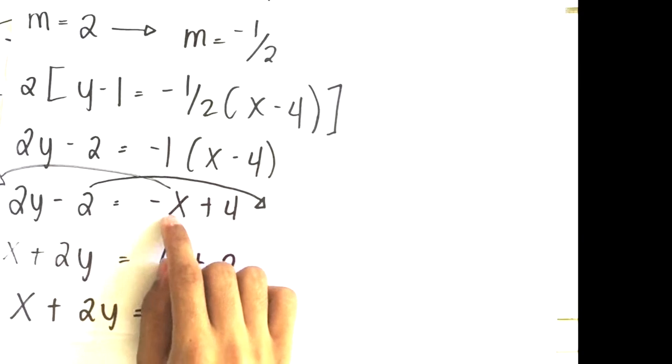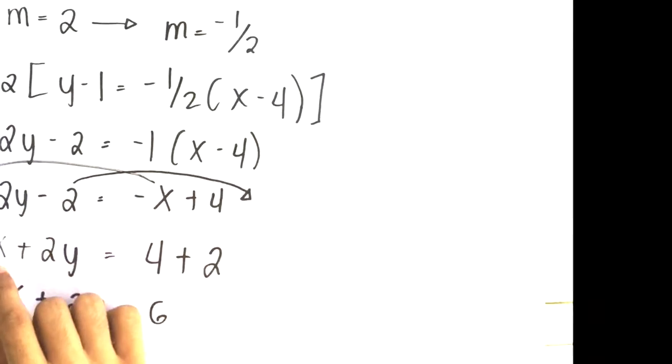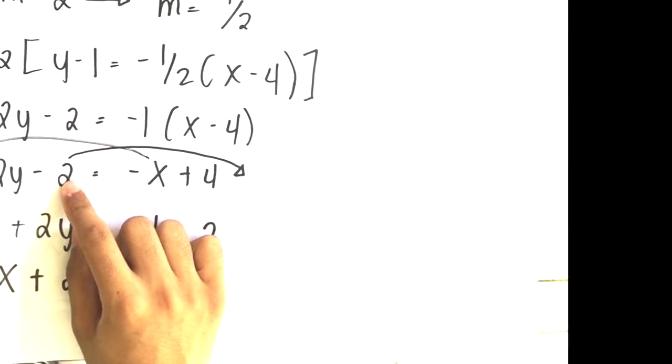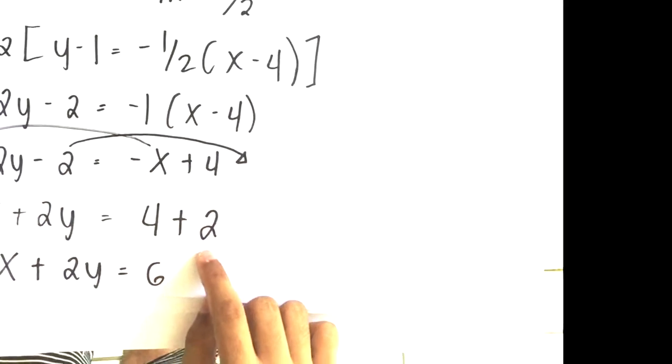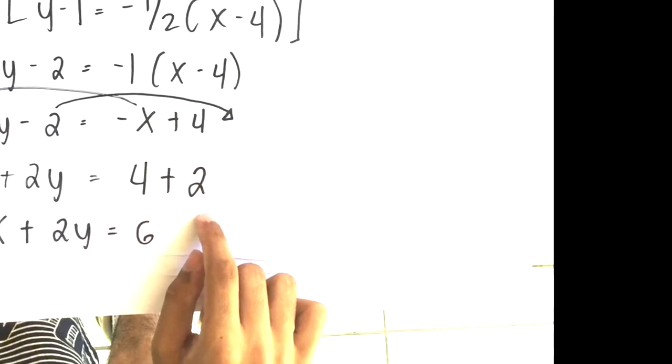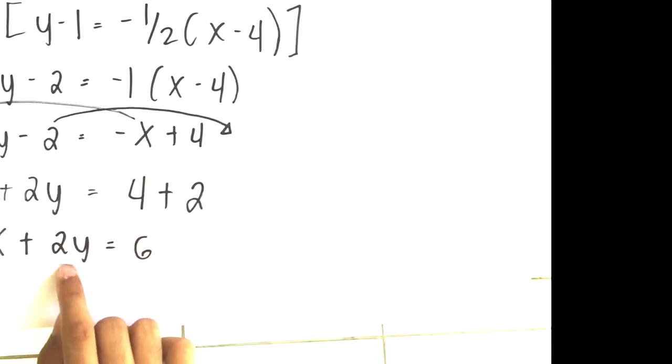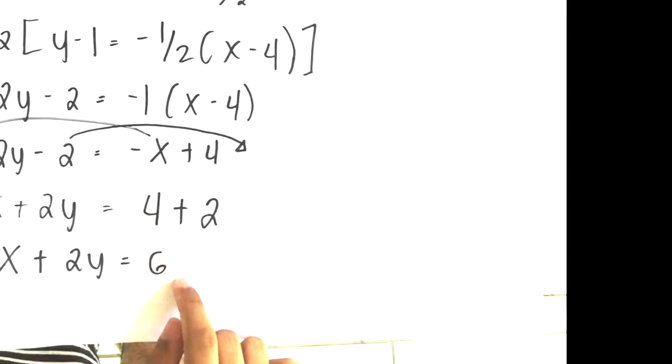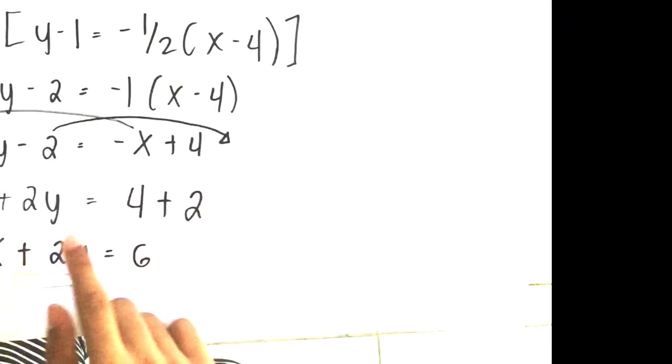We will transpose negative x and it will become x, and we will also transpose negative 2 and it will become positive 2. So x plus 2y equals 4 plus 2, which is x plus 2y equals 6. So this is the perpendicular equation.